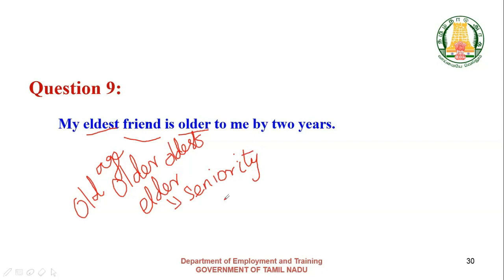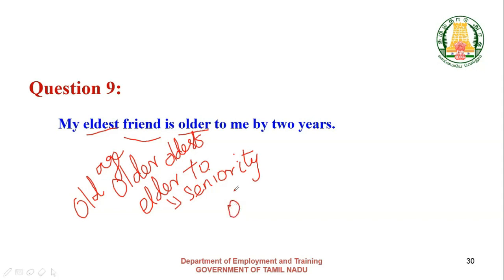Yes, he is senior to me. He is elder to me. My eldest friend is older to me by 2 years. The very important thing is, when the word elder or eldest occurs, we should use the preposition to with the adjective elder.